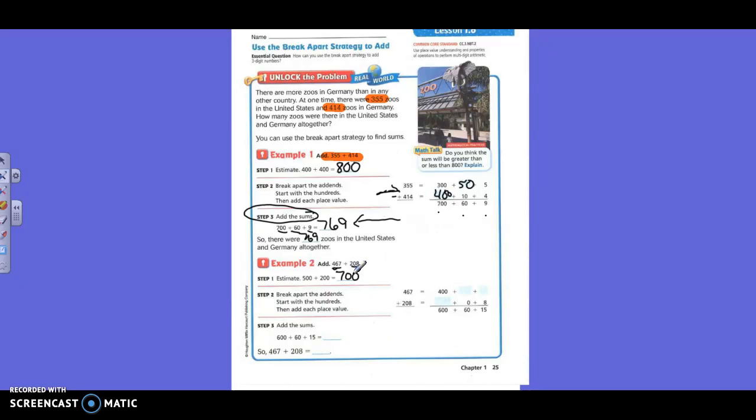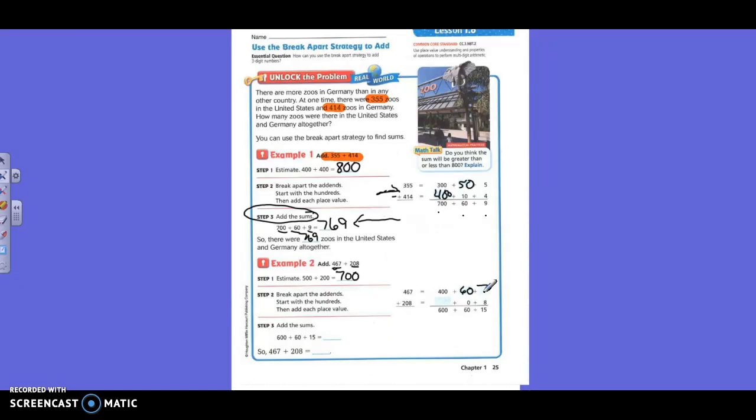Then we are breaking those apart. So we have 467. We have the 400 there. So what's the tens going to be in 467? 60. In the tens place is a 6. So that's a 60. And then what's in the ones place? 7.